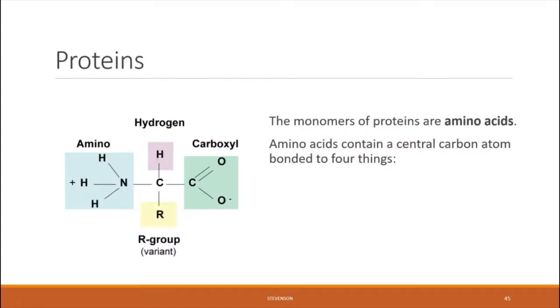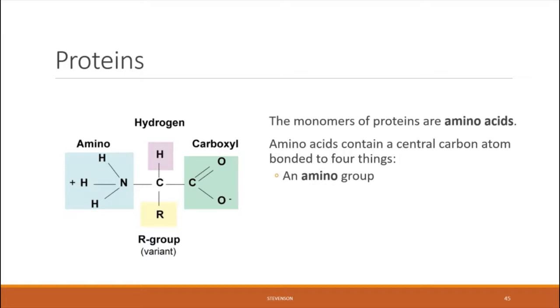The monomers of proteins are called amino acids, and you can see a representation of what an amino acid looks like on a molecular level on the left-hand side of this slide. An amino acid, sort of like a nucleotide, has a complex structure with multiple internal parts that we can identify. Every amino acid contains a central carbon atom, and we can see that central carbon atom right here, that is bonded to 4 different things.